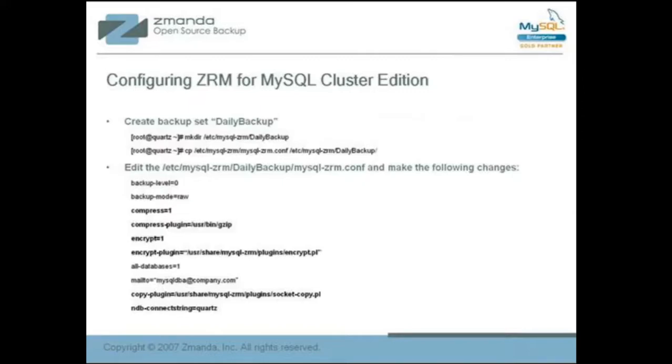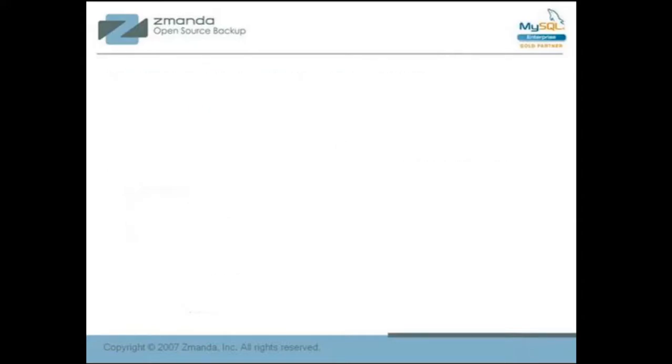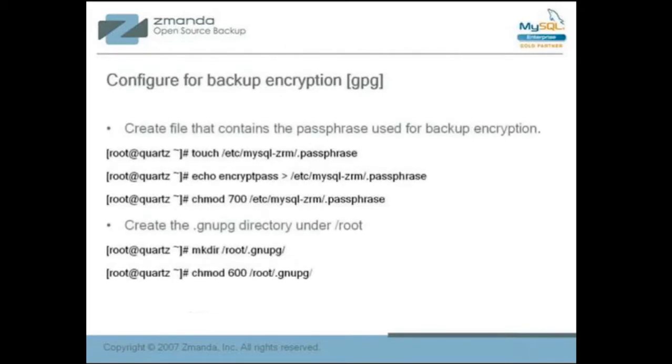Next, we will turn on encryption. We will also have to specify the path to the encryption plugin, which is installed as part of the ZRM installation. Most importantly, we must specify the path to the Socket Copy plugin, as well as the host name of our NDB management server, which in this case is Quartz. Since we will be using GPG encryption, we must create the passphrase file on the ZRM backup server.